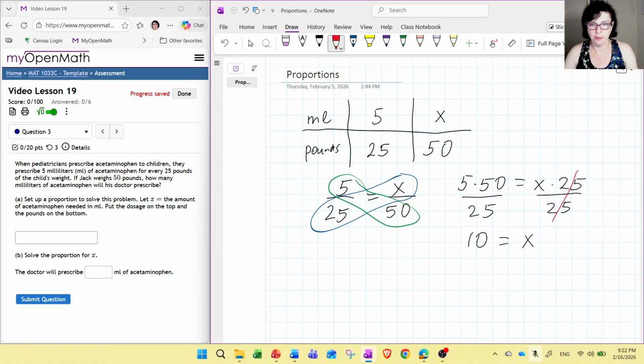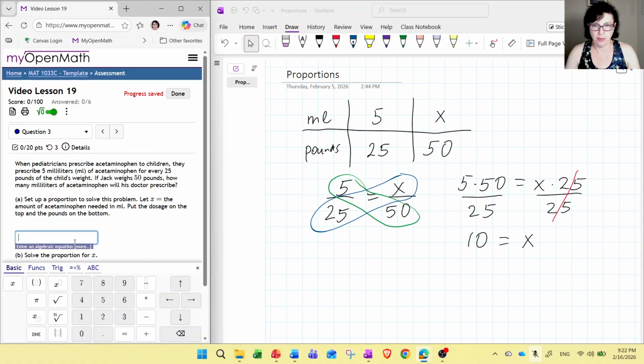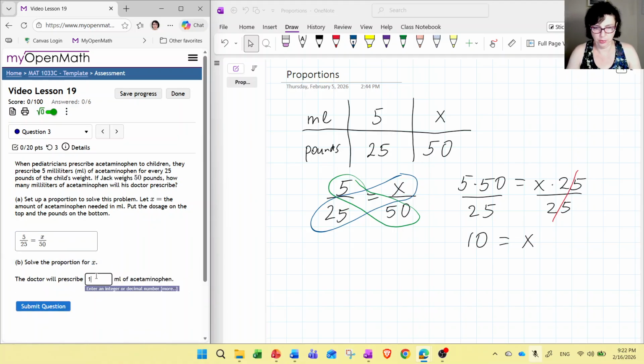This is going to cancel. And a good idea would be to also plug in that 10 and see: is 5 over 25 equal to 10 over 50? You will see that that's correct. So over here, I'm just going to type what I got, and X equals 10, so 10 milliliters of acetaminophen.